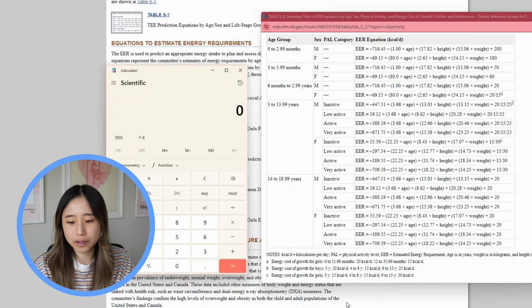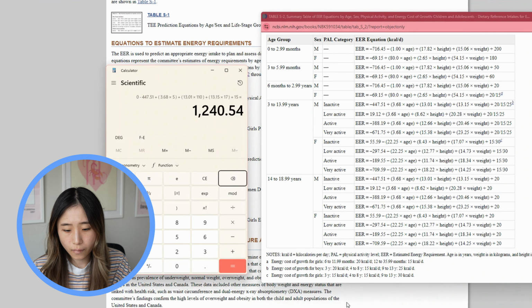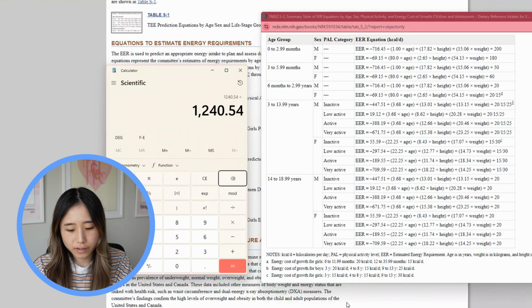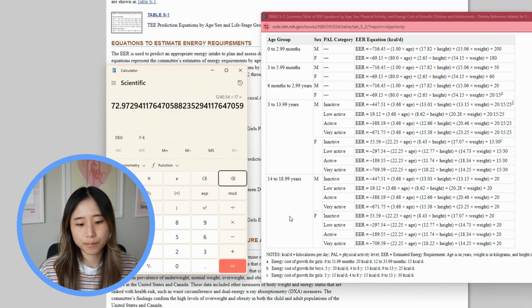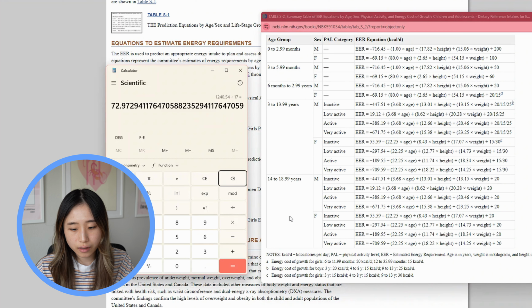So basically what I'll do is I'll just plug in the information. And of course we want everything in kcals per kilo. So for our lower bound, it's going to be 73 kcals per kilo.